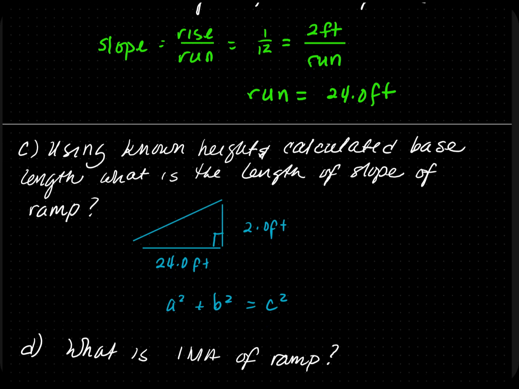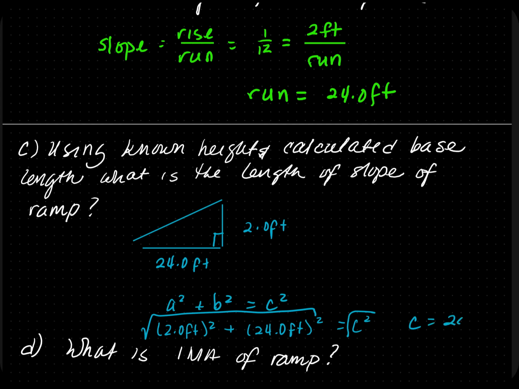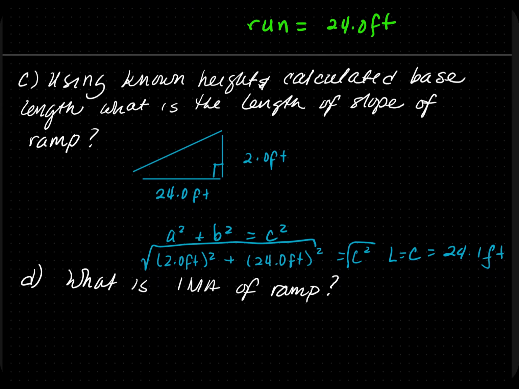So a squared is the vertical height. That's going to be 2.0 feet squared plus the base, which is 24.0 feet squared, equals c squared. So we need to square root both sides. Solving, c becomes 24.1 feet, and this is our L. Next, they want the IMA of the ramp. IMA of the ramp is the slope over the height, which is equal to L over H.